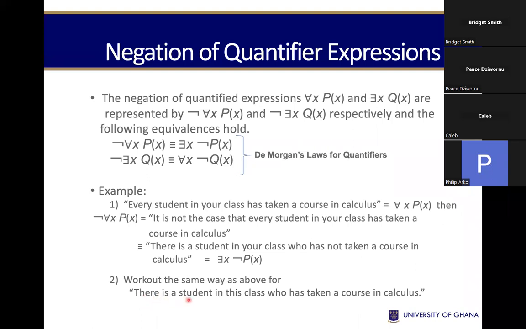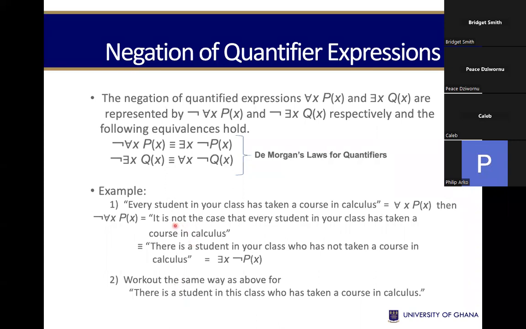If I negate this, yes, Derek. So it means not even a single person has taken a course in calculus. Not even a single student has taken a course in calculus. That's what it means here, right? It is not the case that there is a student in this class who has taken a course in calculus. That's the meaning. It means that we cannot find a student who has taken a course.